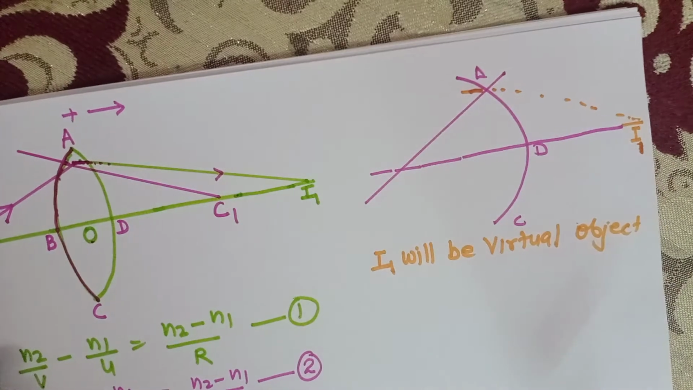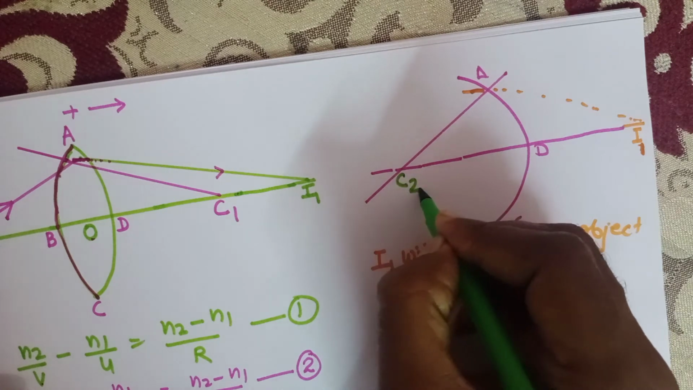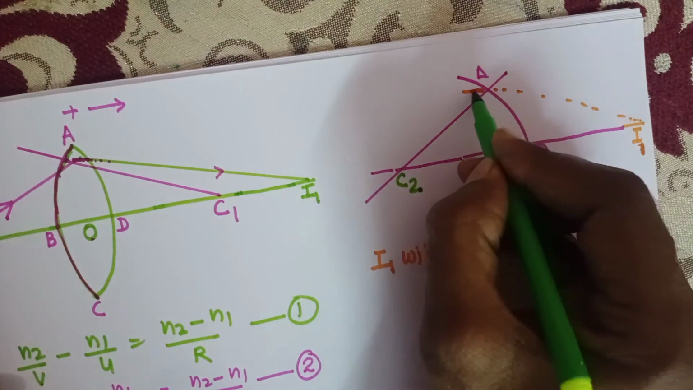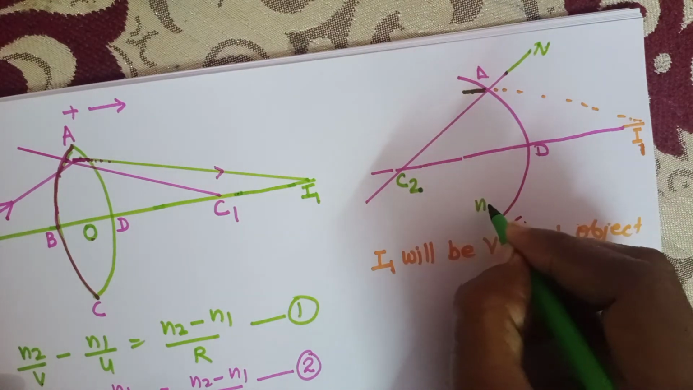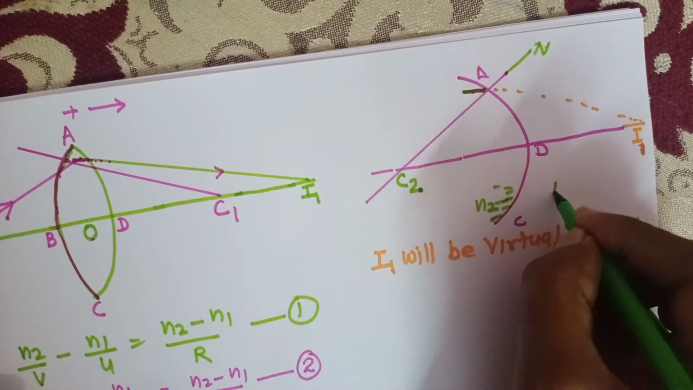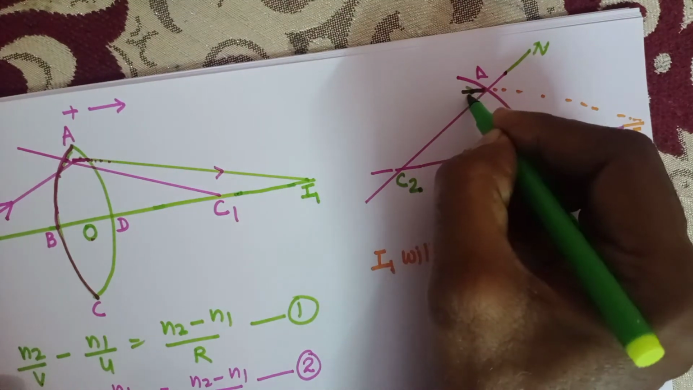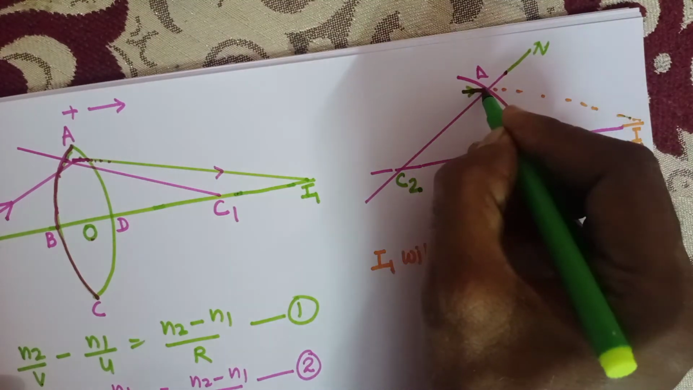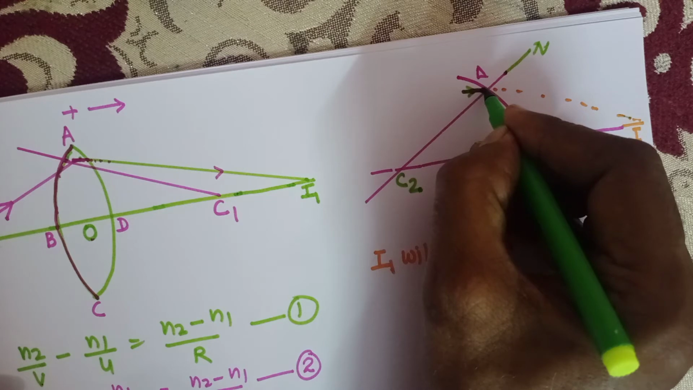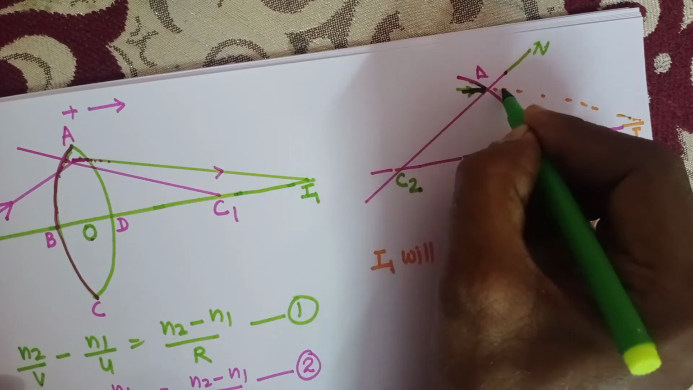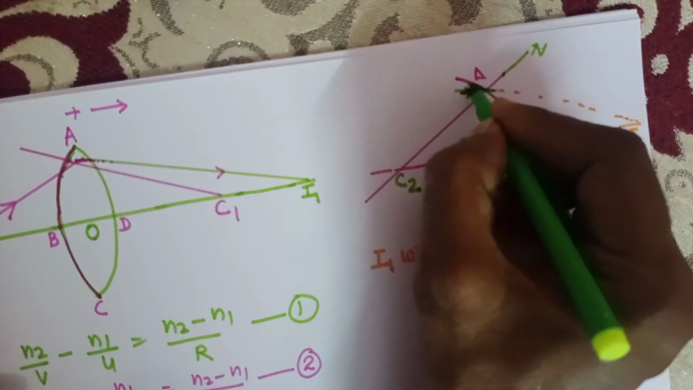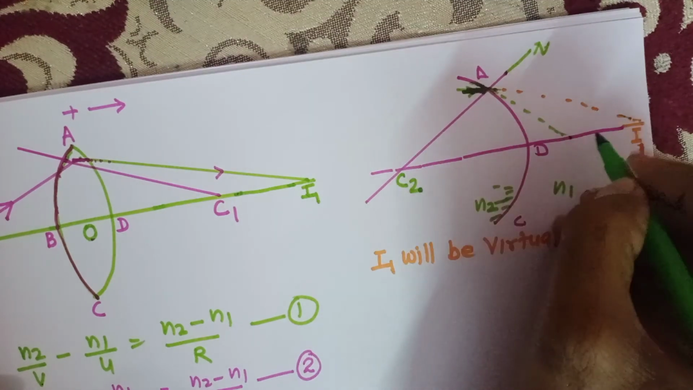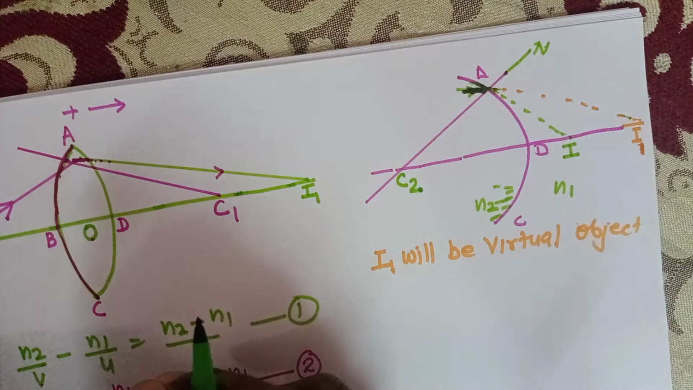This is C2, and this is the normal. Now this ray is coming from N2 to N1, so the ray will move away from the normal. It will go this side, and the final image will form here, at I.